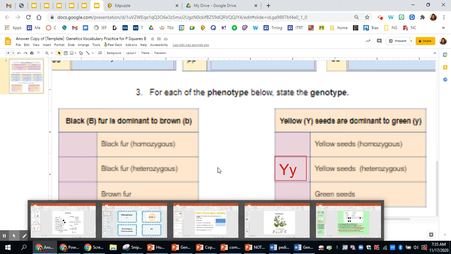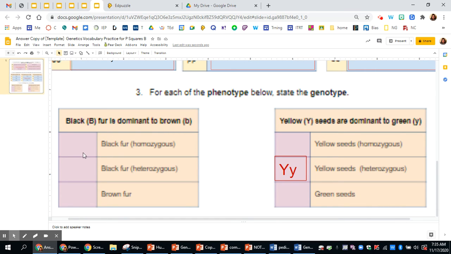In the last section, you were asked to give me the genotype, the letters, if I give you the description or the phenotype. So the first problem says black fur is dominant to brown fur. So again, the genotype's going to be big B if I tell you homozygous. If it tells you that it's heterozygous, they should be different. This is big B, little b. And then if I tell you that the animal has brown fur, again, that's homozygous. The only way you can have that is if there's two little letters.